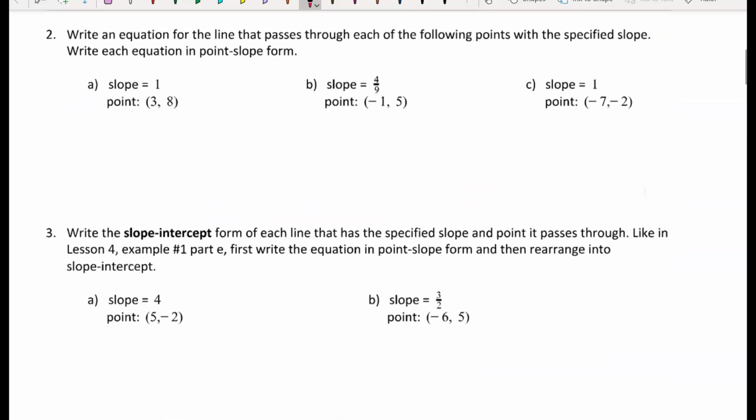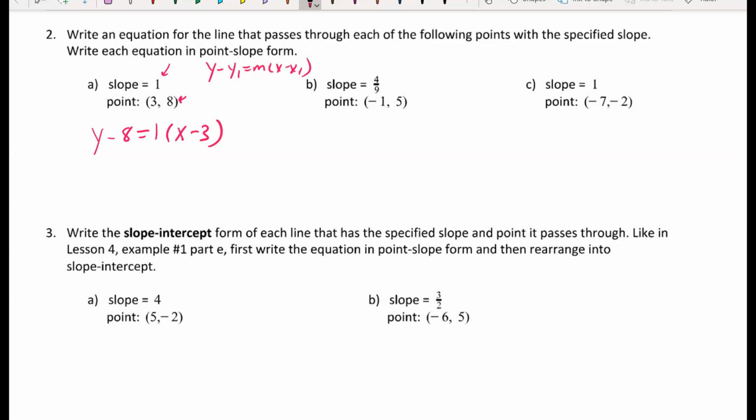For number 2, write an equation for the line that passes through each of the following points with a specified slope. Write each equation in point-slope form. So one more time, that looks something like this. So all you need to do is identify a slope and a point, which they gave us here. So it's just a matter of plugging in. y minus my y coordinate of the point equals my slope times x minus my x coordinate of the point.